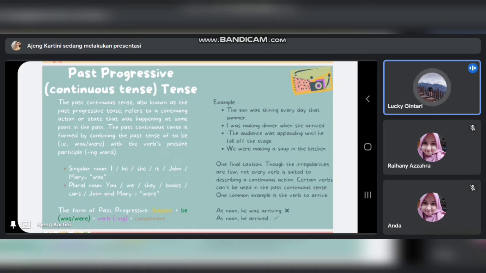One final point: although the irregularities are few, not every verb can be switched to describe a continuous action. Certain verbs cannot be used in the past continuous tense. One common example is the verb to arrive. At noon he was arriving is incorrect. At noon he arrived is correct.